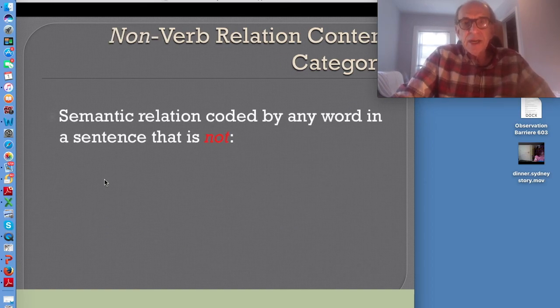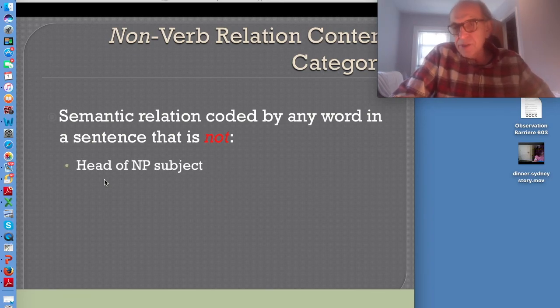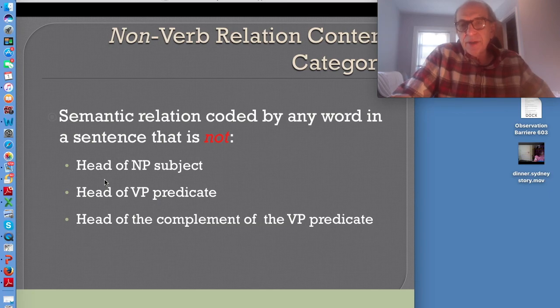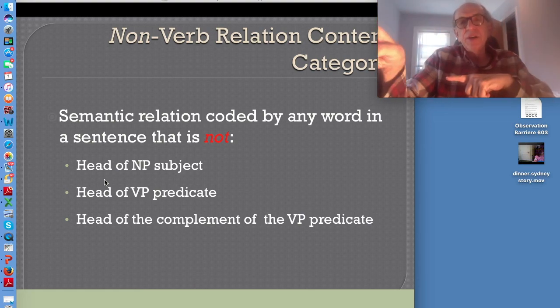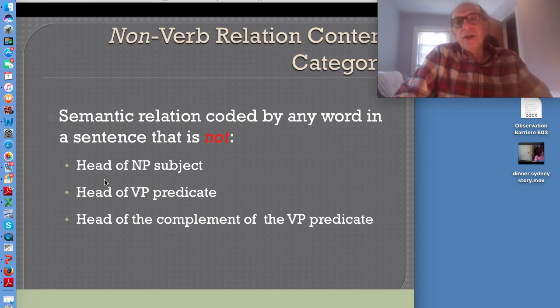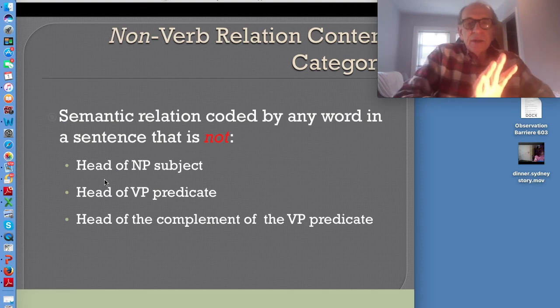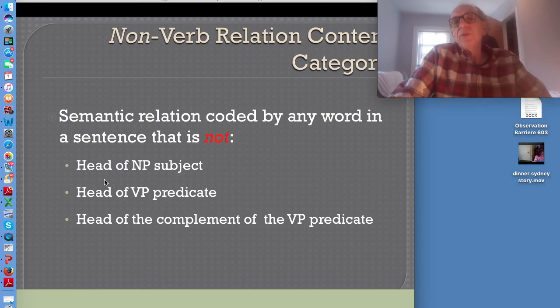A non-verb relation content category is the semantic relation coded by any word in the sentence that is not a head of the noun phrase subject, head of the verb phrase predicate, or head of the complement of the verb phrase predicate. Any word that's outside of that SVC, I'm going to call it SVC, the relational meaning of that word is going to be considered a non-verb relation content category. Another term for that is a coordinated content category.